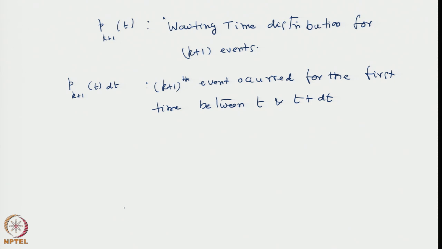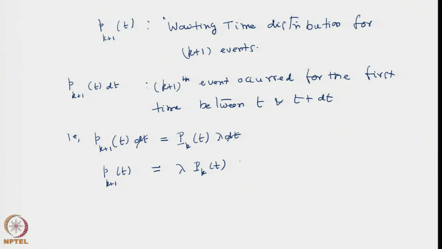From the arguments that we made earlier, this is nothing but the probability that exactly k events occurred in time t, that is, p k plus 1 t dt equals capital P, the probability that k events occurred exactly in time t, and one event occurred in time between t and t plus delta t, and that probability is lambda dt. So, we now have the result that the waiting time distribution for the k plus 1th event to occur is given by lambda p k t, and we have already shown p k t is nothing but lambda t to the power k divided by k factorial e to the power minus lambda t.